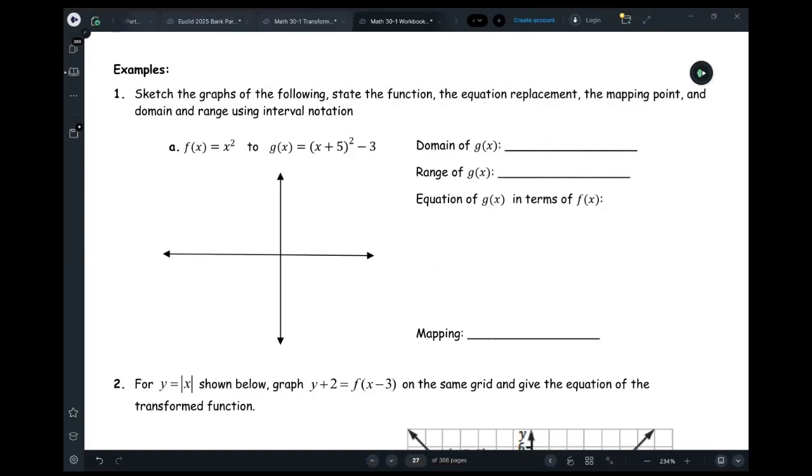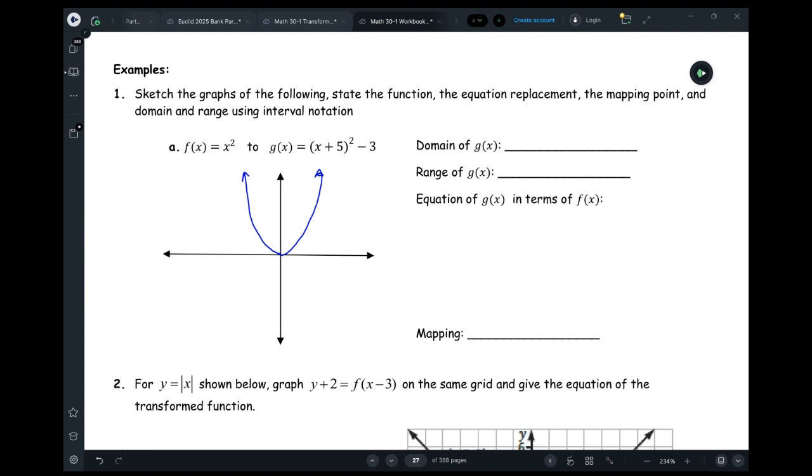So now let's take a look at some examples. Here the question says, sketch the graphs of the following, state the function, the equation, replacement, the mapping point, the domain and range using interval notation. Anyway, let's just jump in here. So f of x is equal to x squared. That is going to look something like that, just a nice little parabola there.